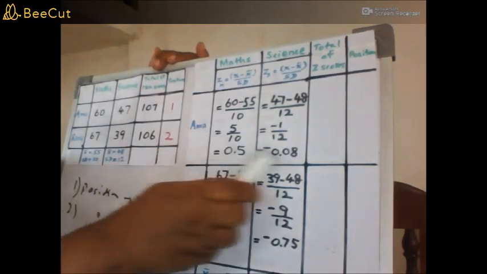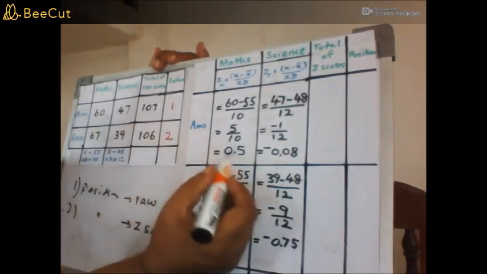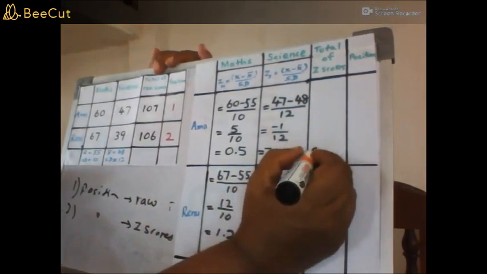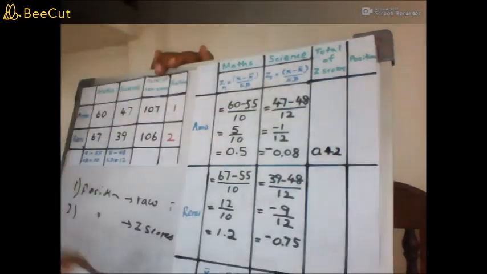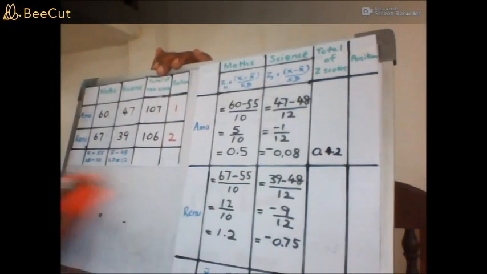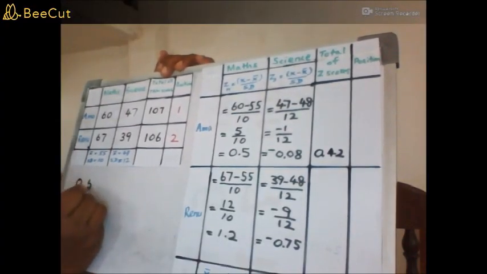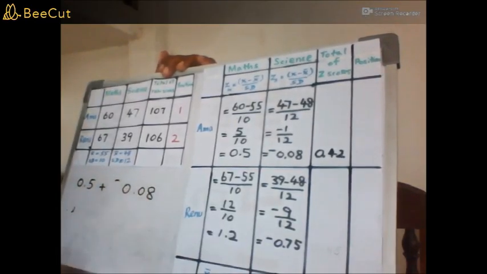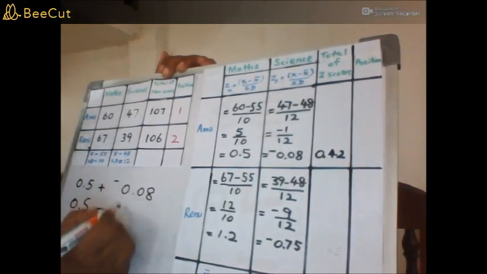Now, the question is about positions regarding the Z score. To get the positions, you have to know the totals. So you have to add these two and get the answer. The answer is plus 0.42. You know how to do those things, right? 0.5 plus minus 0.08. So how to write this? 0.5 minus, it's plus 0.08.